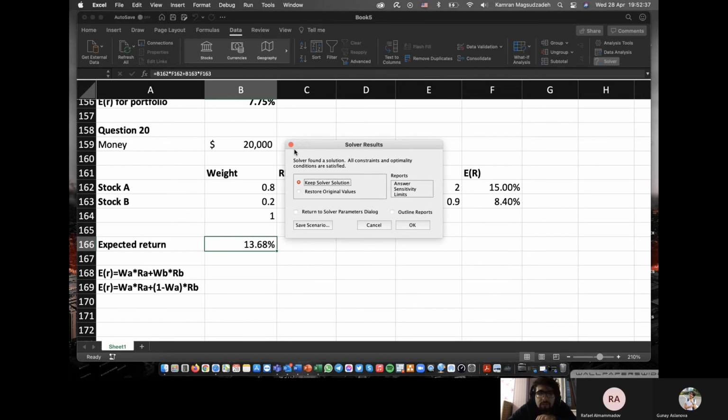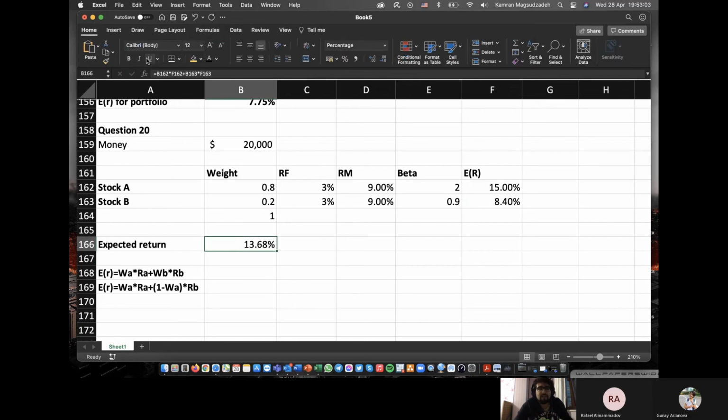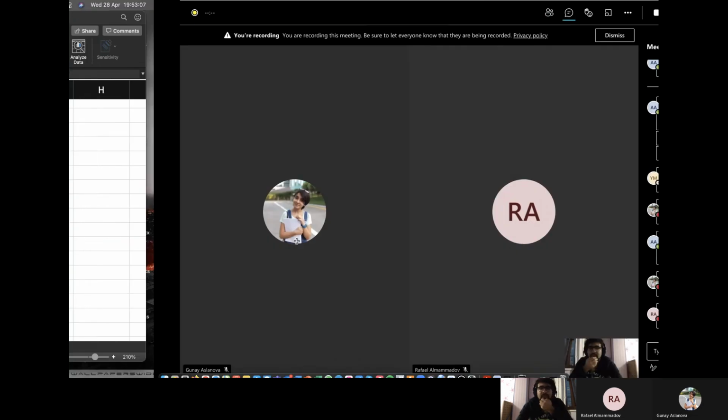Excel found the solution. I mean, solver found the solution. You see, 0.8 should be allocated for stock A, and 0.2 should be allocated to stock B. Our expected return is targeted to 13.86. It is very useful tool, by the way. So that's all about solver. Is it clear?